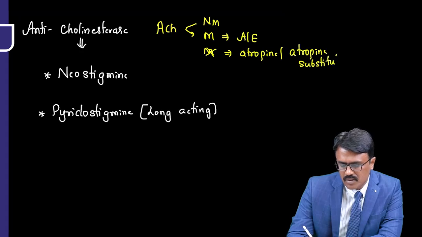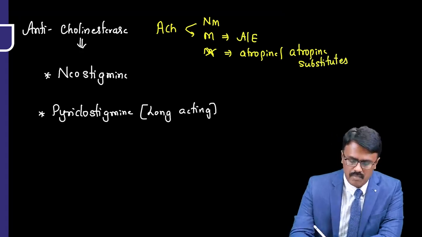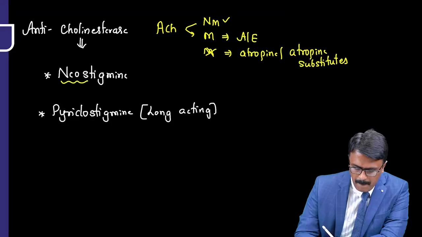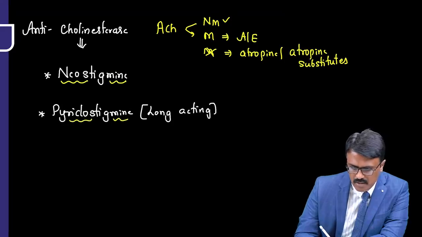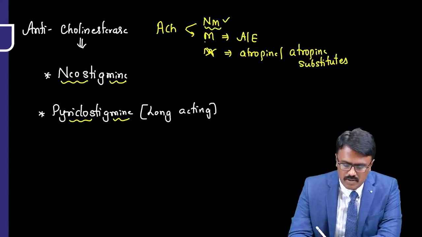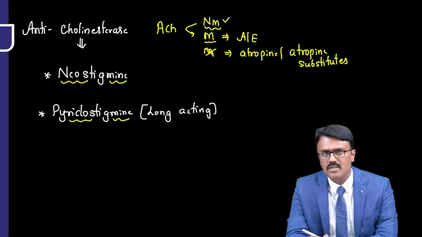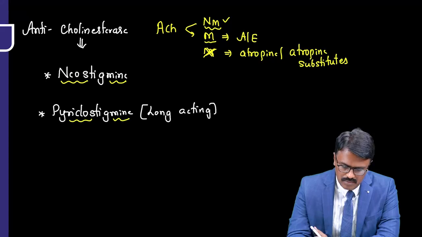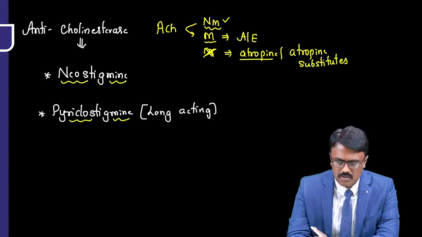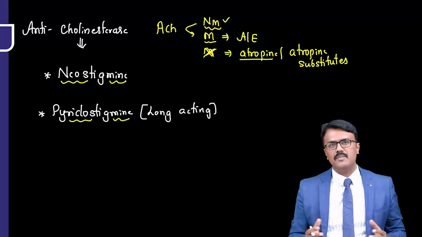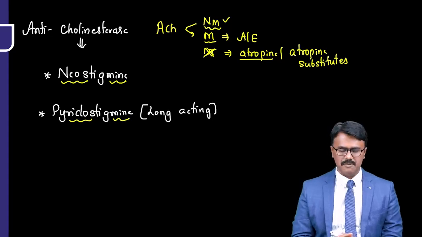Then you will only get the NM action and the muscle improvement occurs. So the drugs used are neostigmine and pyridostigmine, and we want the action to be in NM. We don't want it in muscarinic because muscarinic actions cause excessive salivation, excessive secretions, all those things. So we give atropine or an atropine substitute which will block the muscarinic receptor. That can be done. So these are the modalities of treatment we use for myasthenia gravis.